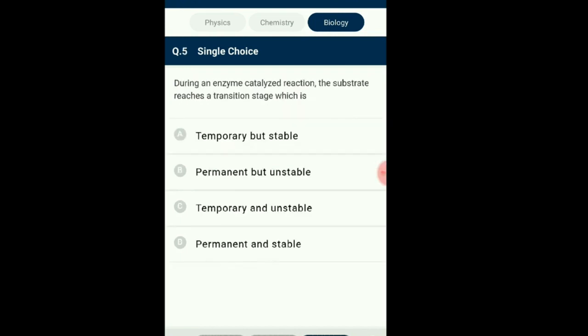Question number 5. During an enzyme catalyzed reaction, the substrate reaches a transition stage, which is. Enzymes are molecules that act as catalysts to increase the rate of reaction. Enzymes bind to the substrate, forming a complex called the enzyme substrate complex, and the product formed is released once the substrate is altered. The enzyme substrate complex state is the transition state between the substrate and product. This state is unstable and temporary. So the answer is option C, temporary and unstable.